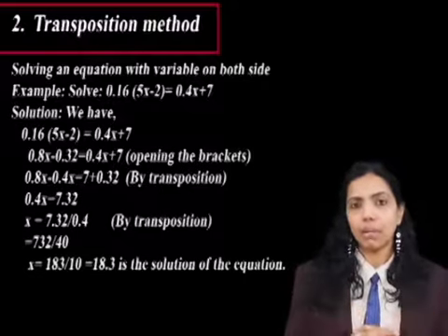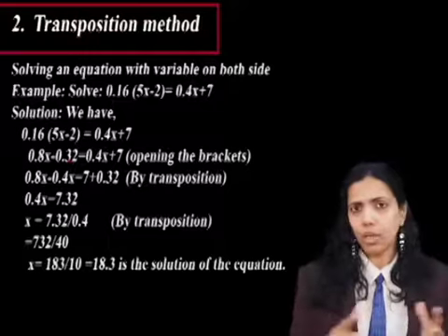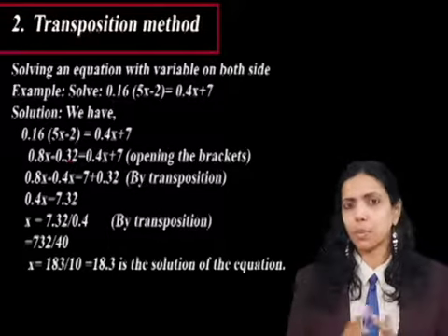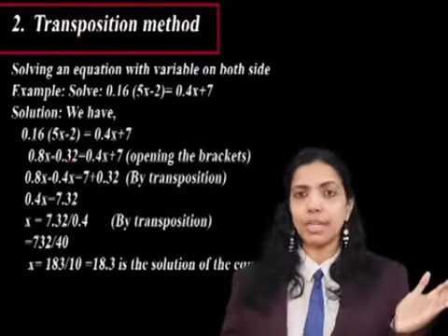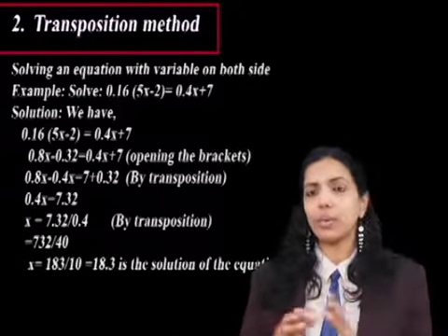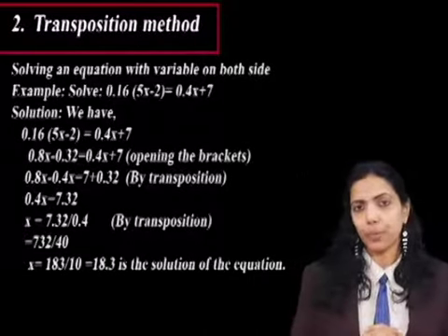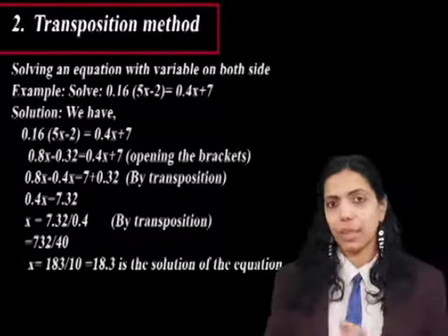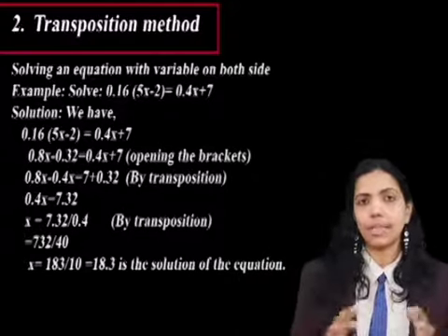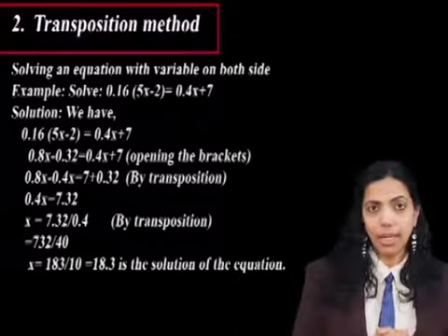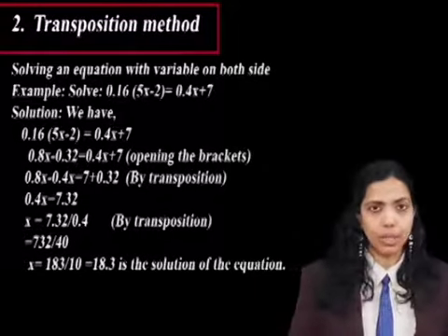Now what is the next step? We have to eliminate 0.4 from the left hand side. What shall we do? Of course, we have to transpose that one too. On the left side, we are having multiplication. On the right hand side, it will turn as division. So we are getting 7.32 divided by 0.4. If we are removing the decimal, we are getting 732 divided by 40. So x equals 183 by 10. So 18.3 is the solution or root of the equation.